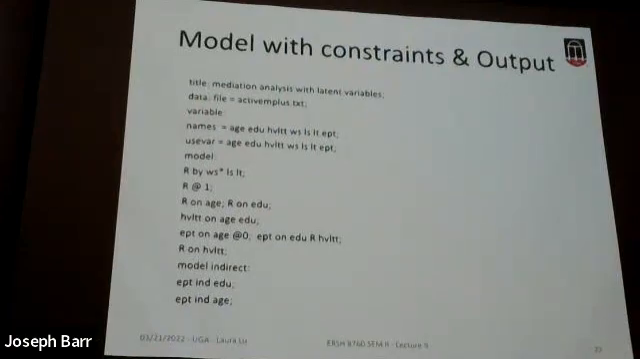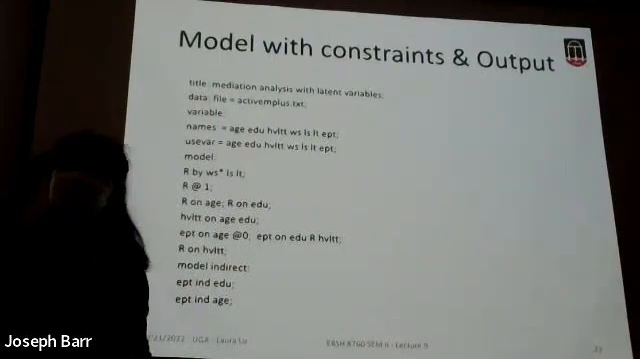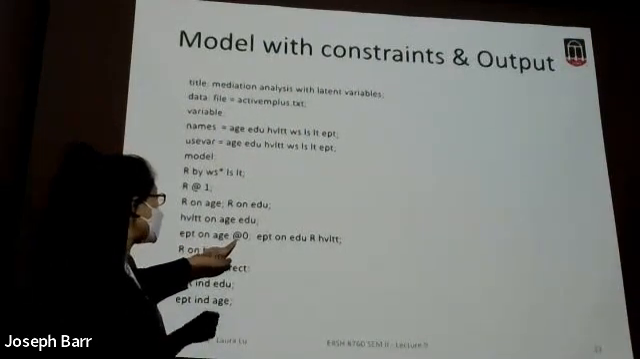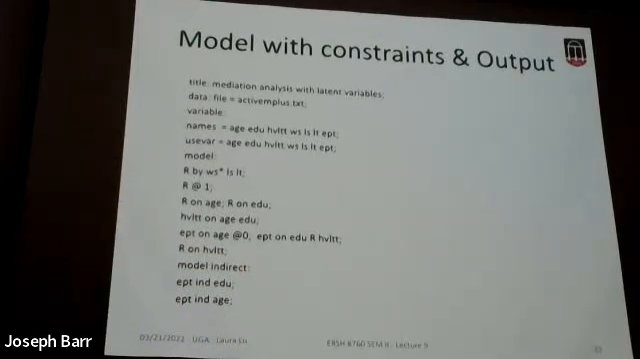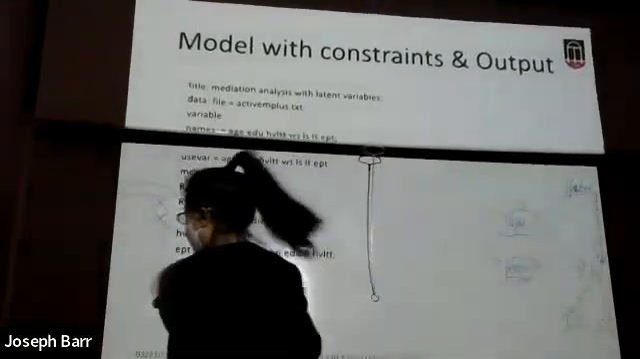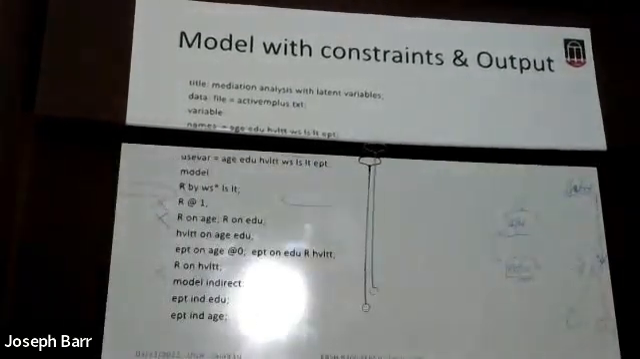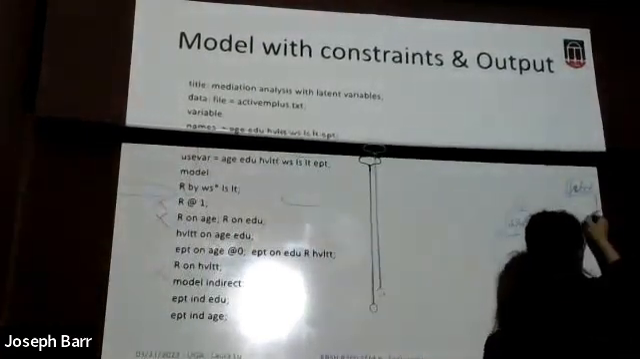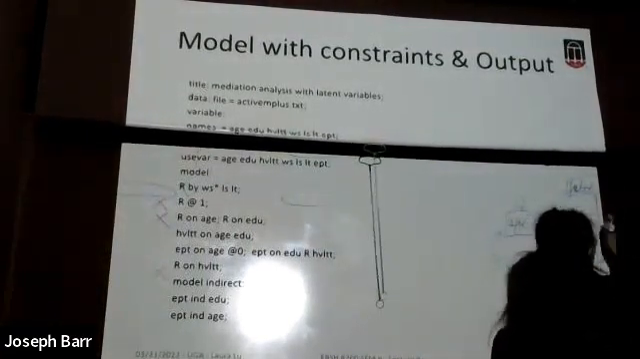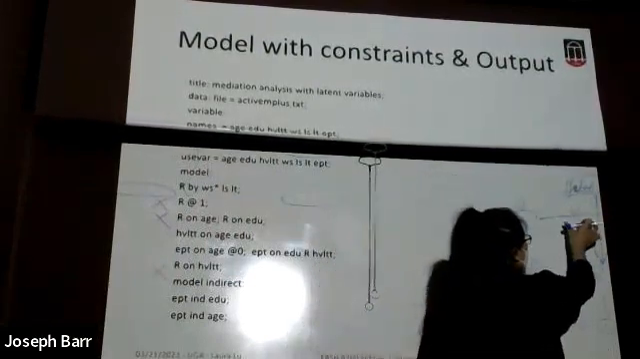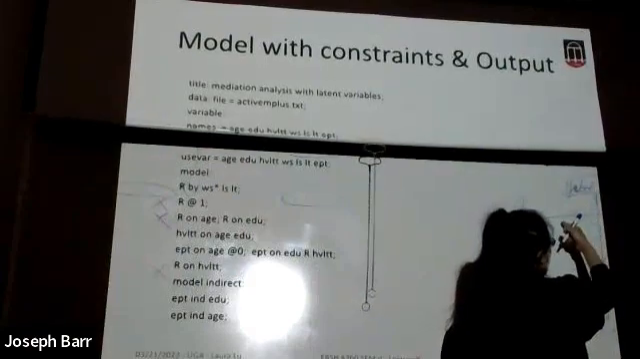Okay, so we can also put some constraint. For example, based on the previous analysis result, we found that the path from age to EPT is not significant. Okay, this path is not significant. Then how about we just remove this path? I don't want to check the direct influence. How to remove this one?